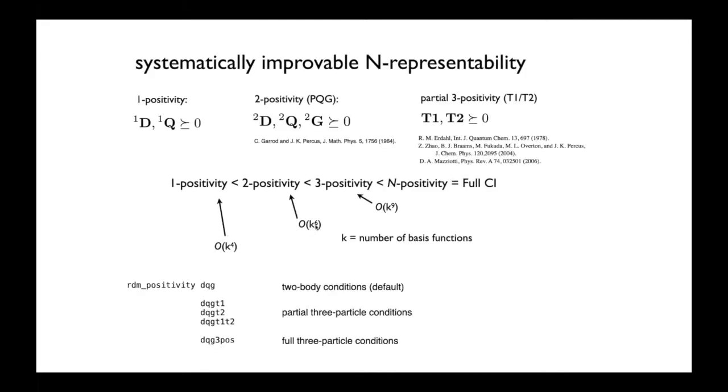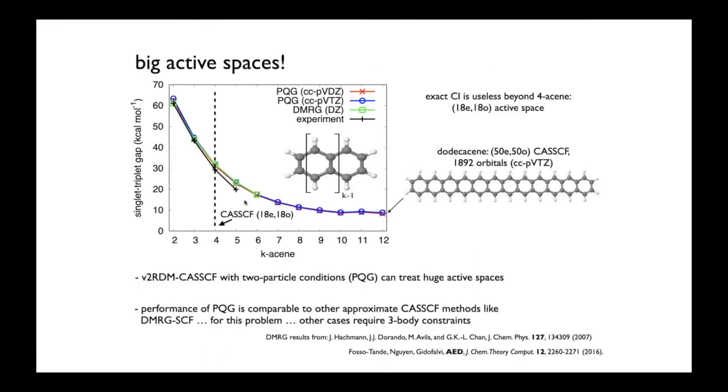The whole point of this was that we should be able to treat really big active spaces because the scaling of these methods is only polynomial with the size of the number of active orbitals. So here's a classic example that people use for methods to treat strong correlation and test them. Can you do a good job of predicting the singlet-triplet gap in the linear polyacene series, where the singlet is the ground state? So the triplet's higher in energy, so this gap is always positive.